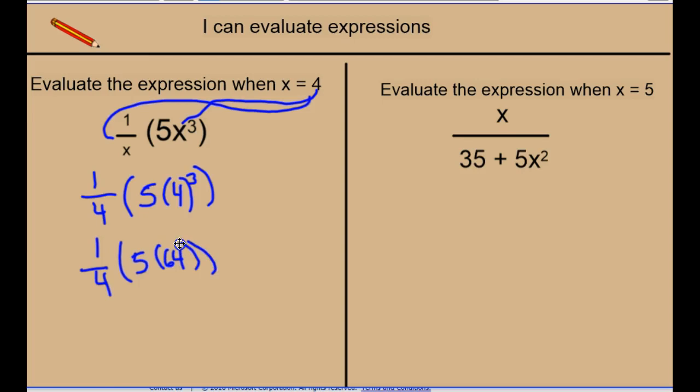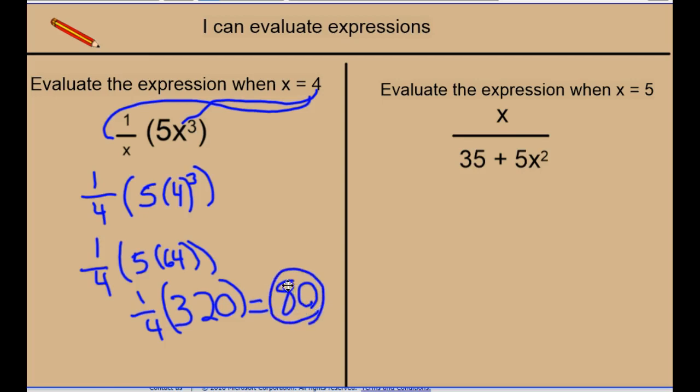And 5 times 64 gives us 320. So what we got to do is find 1/4 of 320. And to do that, just do 320 times 0.25 or 1/4. And our answer comes out to be 80. So our answer is 80 for the first problem.